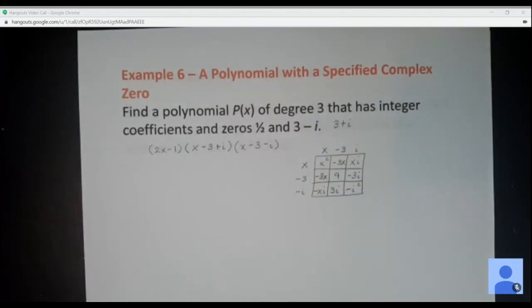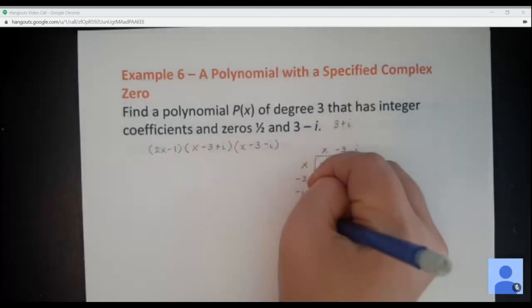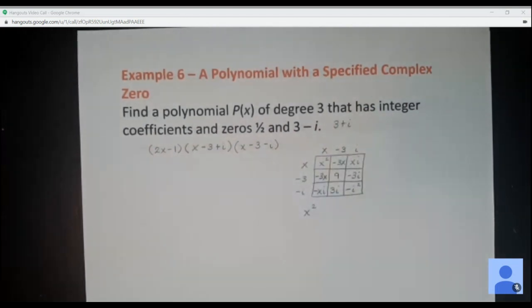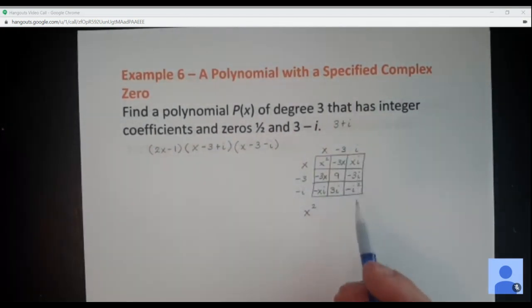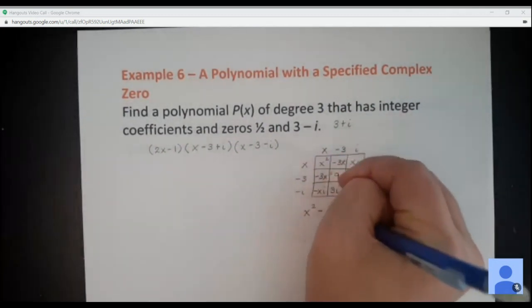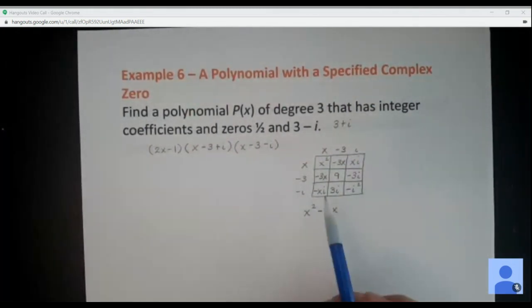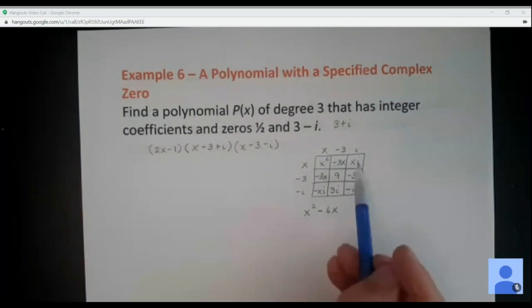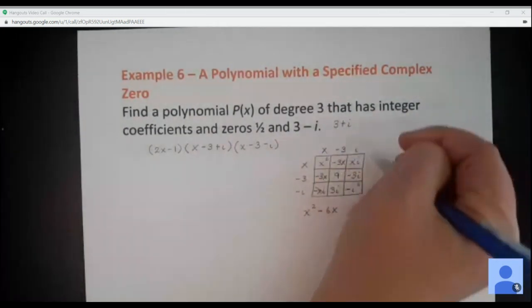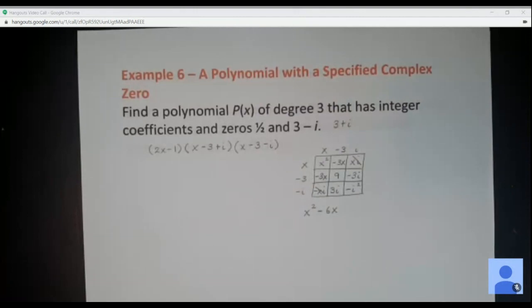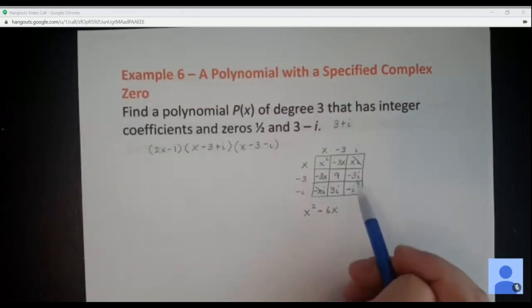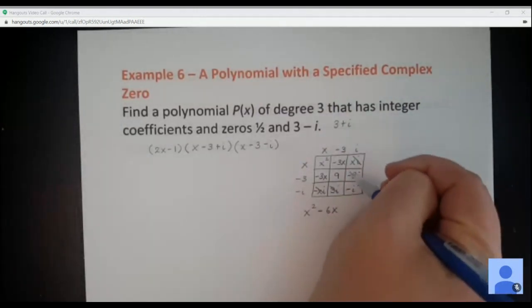Okay? So now, if we start looking at what we can combine here, we have our x squared. There are no other x squared terms here, so I'm just going to bring that down. Now, when we combine our x's this time, negative 3x and negative 3x, that's going to give us a negative 6x. Now, if we look, we have an xi and a negative xi. Those two terms are actually going to cancel each other out. We also have this positive 3i and negative 3i, so those are going to cancel.